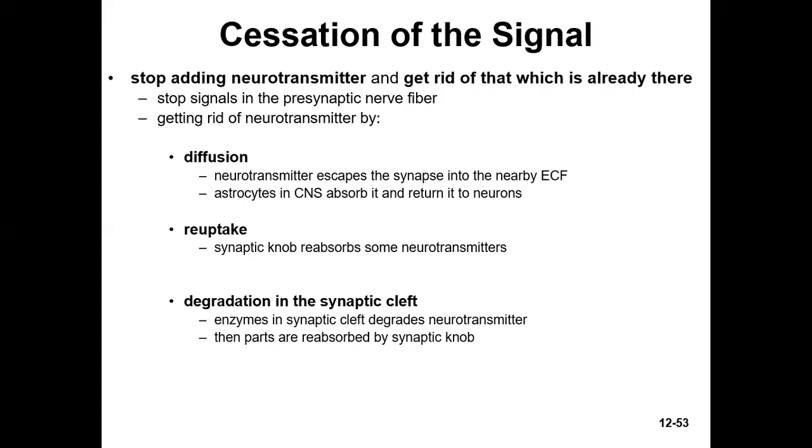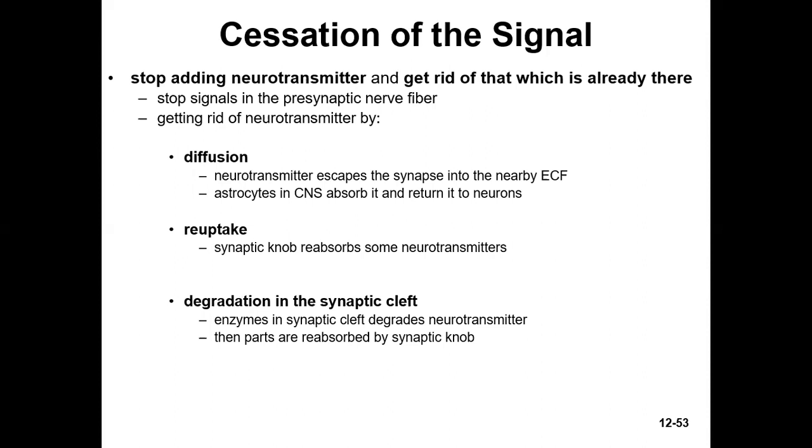The neurotransmitter will escape the synapse, maybe into the nearby ECF, where astrocytes in the central nervous system can reabsorb it and return it to neurons. Reuptake, where the synaptic knob reabsorbs some of the neurotransmitters, is what we touched on previously. Also, a little bit of degradation in that cleft. We touched on that as well.